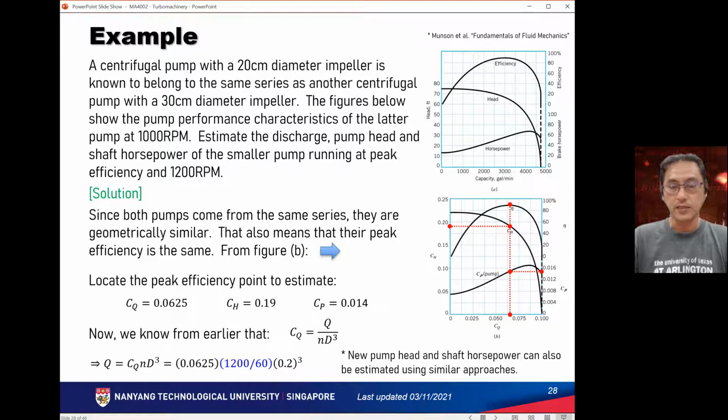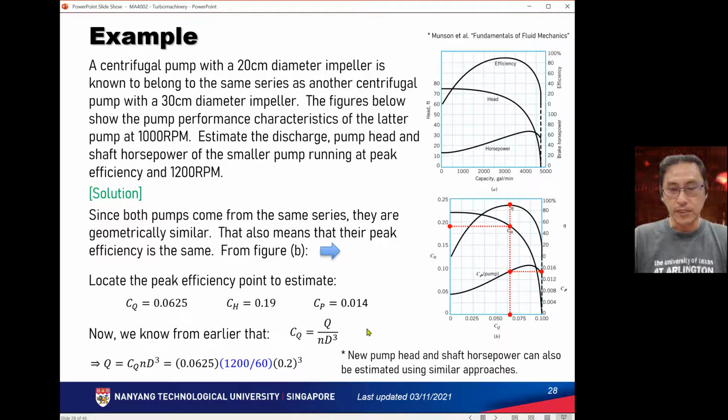So the most important thing about this example is to be able to read this graph, get the approximate values of the various coefficients and the mix of coefficients to scale things up and down, or in this case, to find the absolute values for the discharge, pump head, and horsepower.